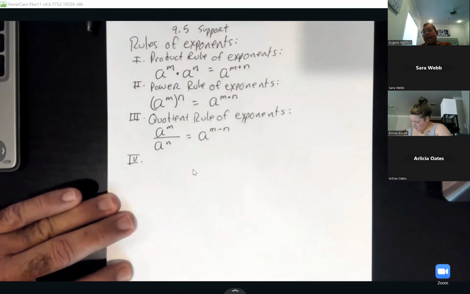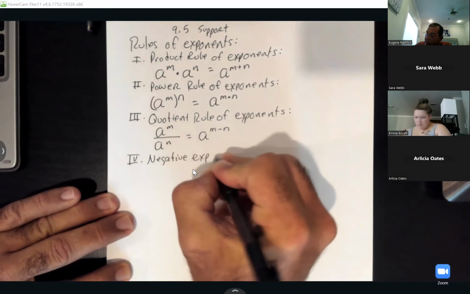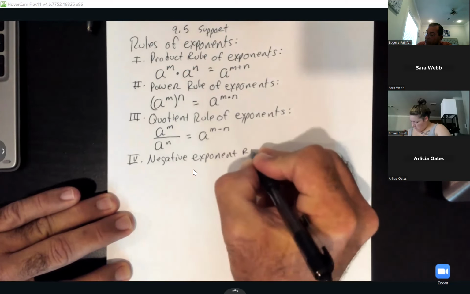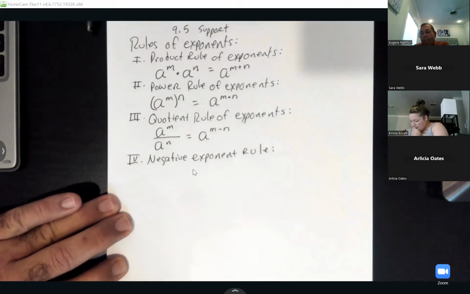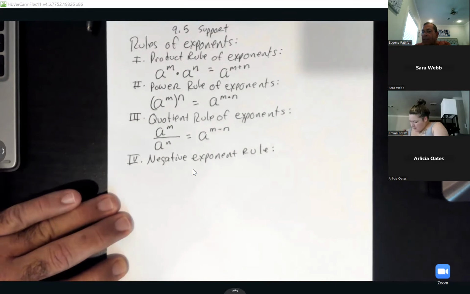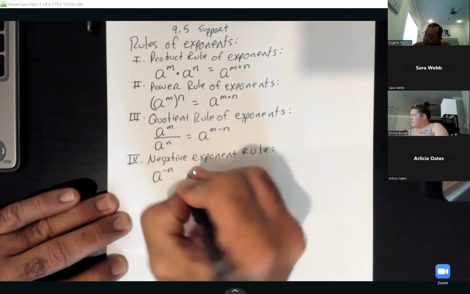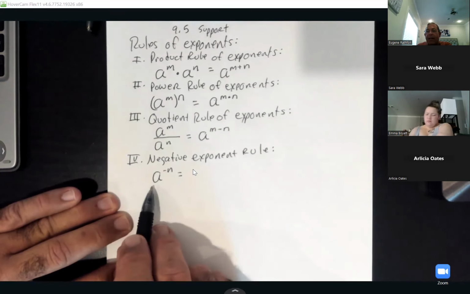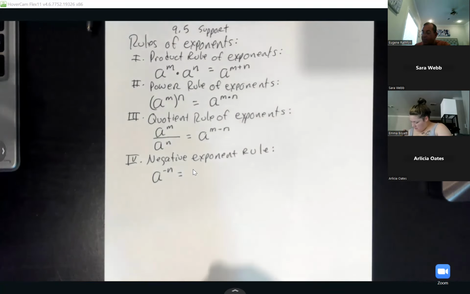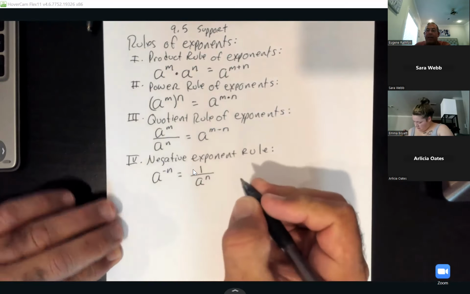And y'all, the last one deals with negative exponents. This is called the negative exponent rule. So in math, we're not allowed to keep exponents negative. When we write our final answers, the exponents have to be positive. So if I got a variable with a negative exponent, I basically treat the a like it's got a 1 under it, and I flip it, which gives me a 1 over a to the n.